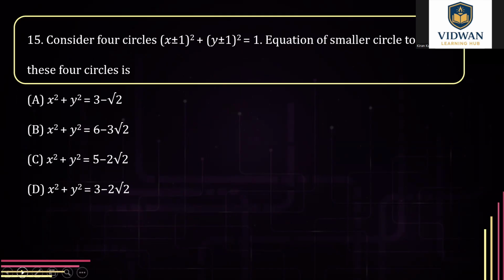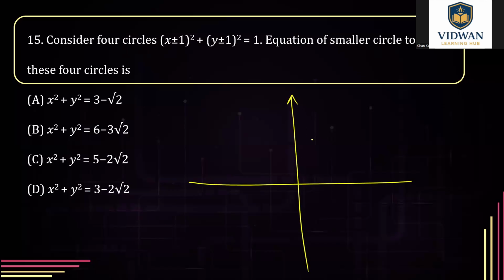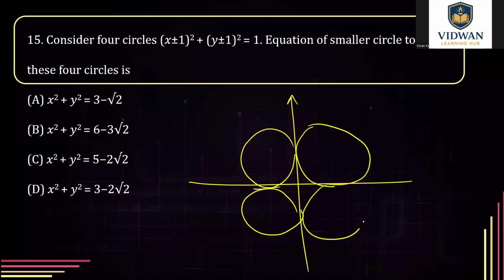So consider the four circles given by (x plus or minus 1) whole square plus (y plus or minus 1) whole square equal to 1. What is the equation of the smaller circle touching all these four circles? So these circles are like this. Because the centers are (1, 1), taking both plus, then (1, -1), (-1, 1), and (-1, -1). You can see that there are four circles contained in this equation, taking both plus, plus minus, minus plus and minus minus. So all the four are written.